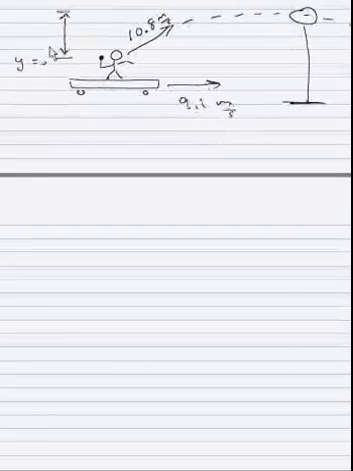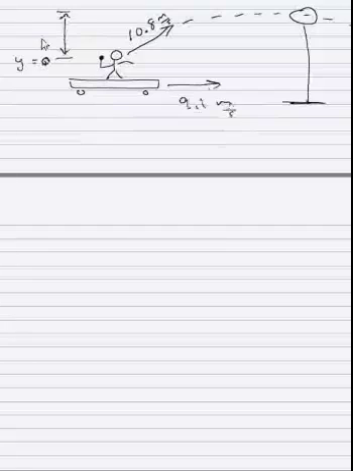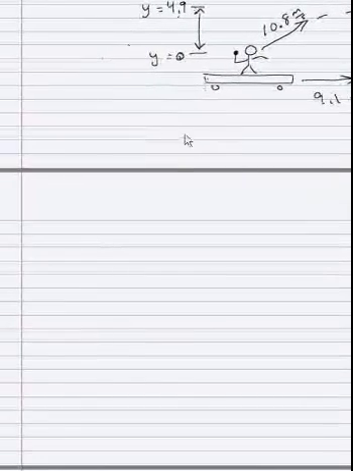Now we're given a little bit more information. The car is moving at a speed of 9.1 meters per second, and above the release point, if this is y equals 0, then this is 4.9 meters. So there's a height of 4.9 meters. Here's our y equals 0. And so in order to solve this problem, let's start out with some assumptions. This is a projectile motion problem.